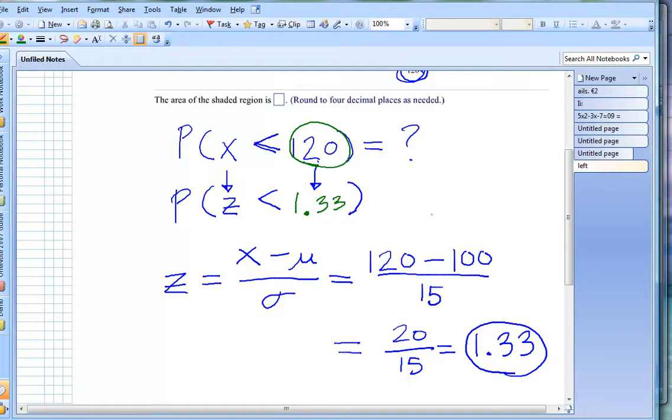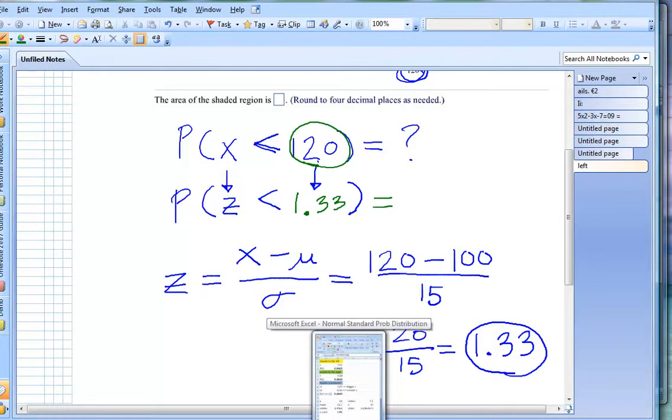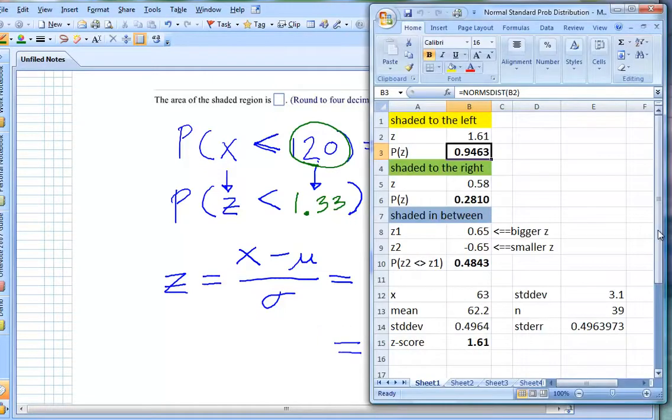So we're going to go look this up in our table, or I have created an Excel spreadsheet that can do this for us. I'm going to bring up Microsoft Excel, and I just plug in my z number, which in this case is 1.33, and since I'm shading to the left, I'll just hit enter. You'll see that it gives me the correct probability.